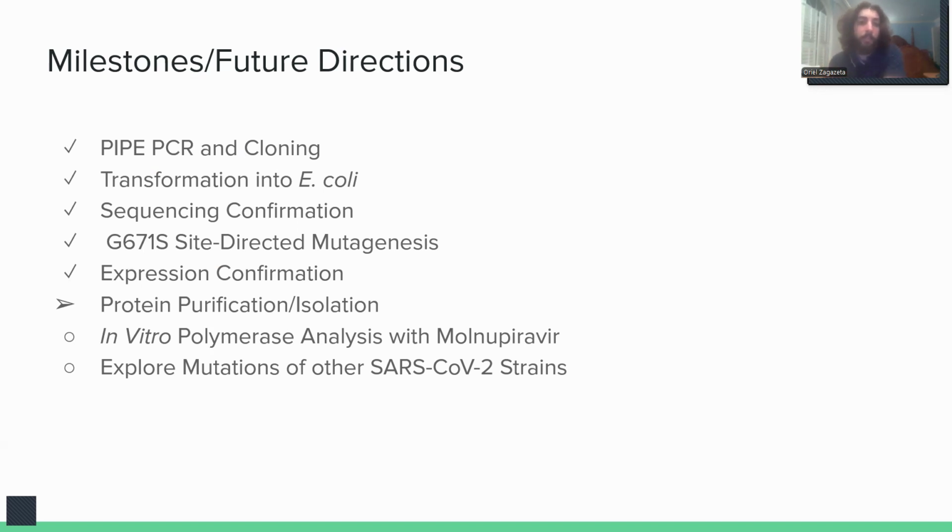Other extensions of this project could be explored using other SARS-CoV-2 strains that have developed over the years. We could explore the Omicron strain. There are other mutations that likely have occurred within NSP12 and other associated proteins of the replication transcription complex. We could adapt similar protocols of site-directed mutagenesis and the cloning protocols used in this experiment to explore the effects of those mutations on other mutation-inducing cytosine analogs like molnupiravir.